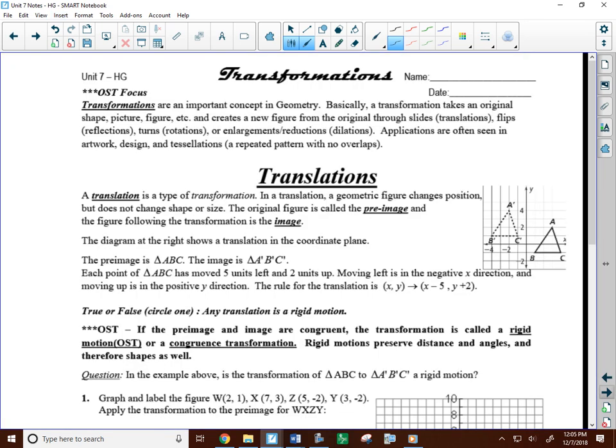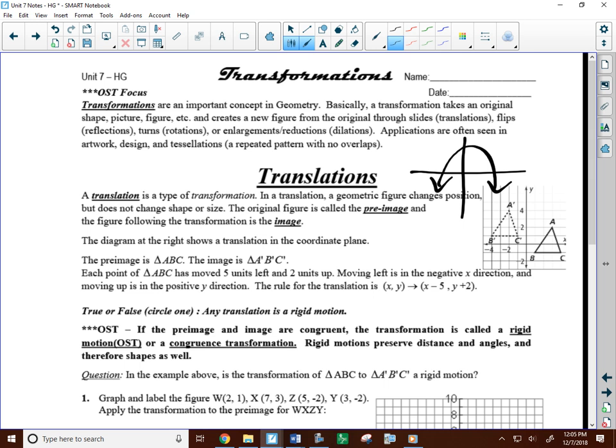So let's talk about two things today, translations and reflections. Now, before we do that, let me give you an overview of transformations. What is a transformation? Well, it could be like an equation that you move. So maybe, I don't know if you did this last year, it's like a parabola that you then change where it's at, or dilate or something. So you might have done that last year. If not, you'll do it next year.